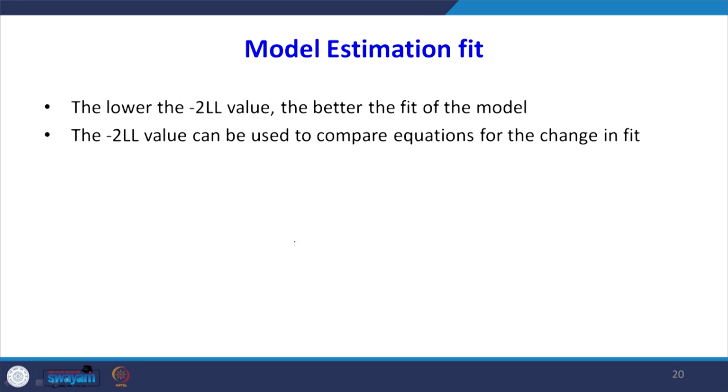So, what will happen? First we have to run this model without any independent variable. We have to get the minus 2LL. Then we have to introduce another independent variable. Then we have to compare how much error there is. If it is lesser, then the variable you have included is explaining the model in a better way. That is the meaning of comparing equations for change in fit.